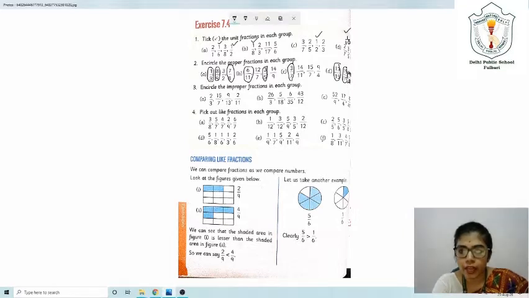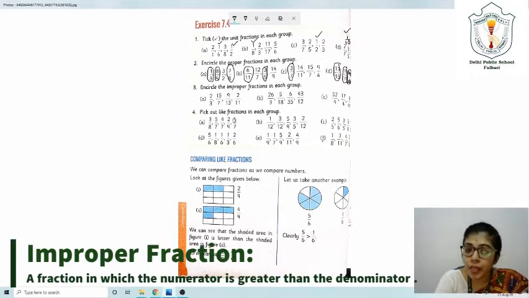So here I have it encircled for you. Please encircle this. Here we have 3. Now encircle the improper fractions in each group. Now what is improper? If proper means the numerator has to be smaller, then improper means just the opposite. Numerator has to be bigger.